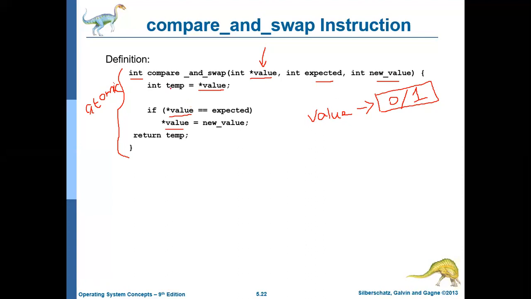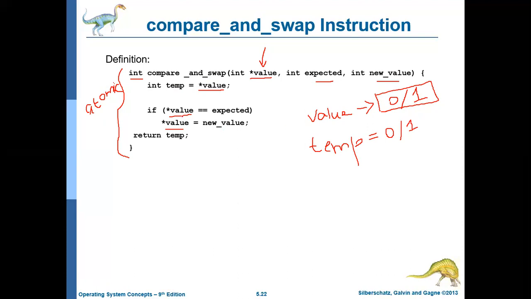First what we are doing is temp equal to star value. There is a temporary variable of type integer, and that will be holding star value. Star represents the value at the location pointed by value. So value is pointing to this particular memory location, and that location contains either 0 or 1. We don't know currently what it is, so whatever it is, that will be stored in temp. If value contains 0, then temp will also hold 0. If value contains 1, then temp will also hold 1.